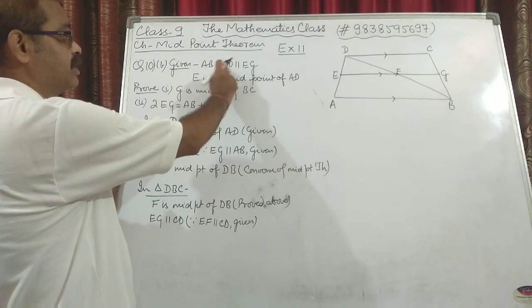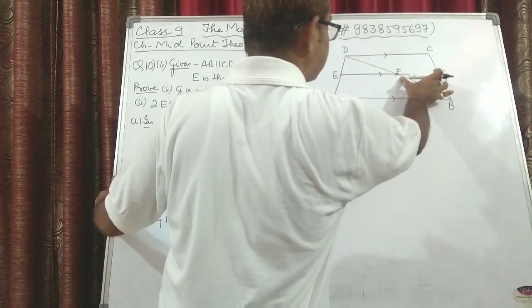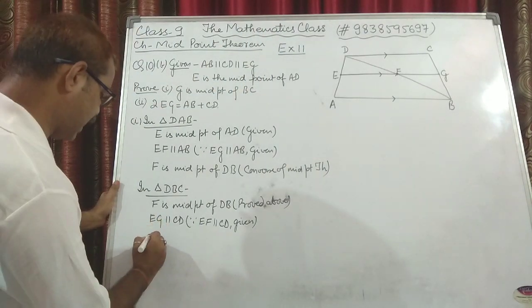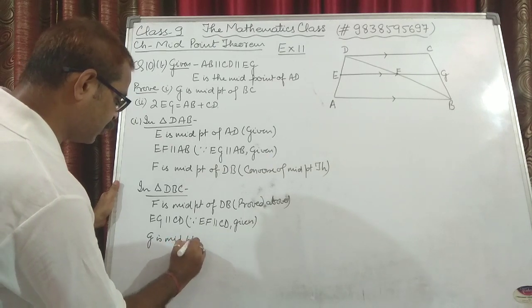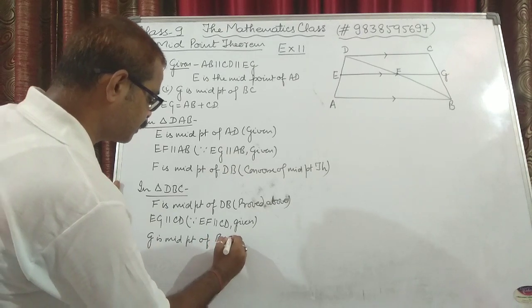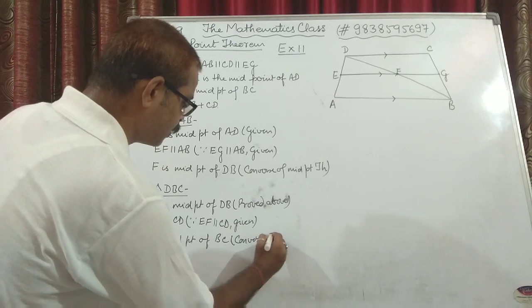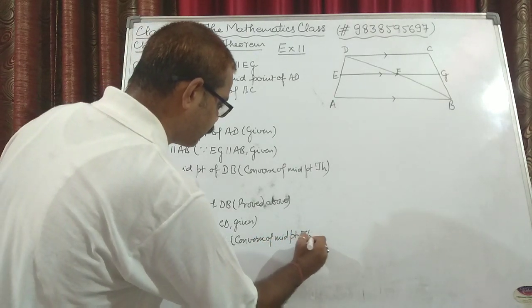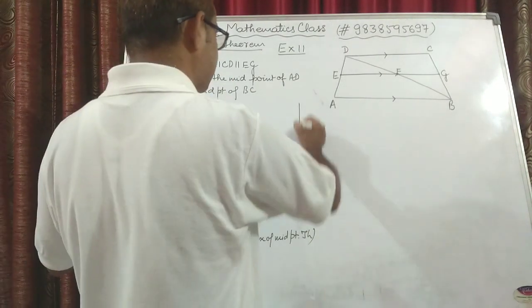It is given that EG and CD are parallel, and if EG is parallel to CD, it means part of EG, that is FG, is also parallel to CD. So because of this, we can say that G is midpoint of BC by converse of midpoint theorem. This one part has been proved that G is the midpoint of BC.